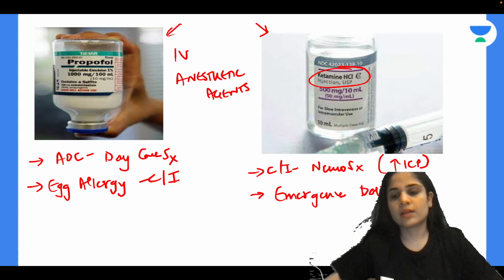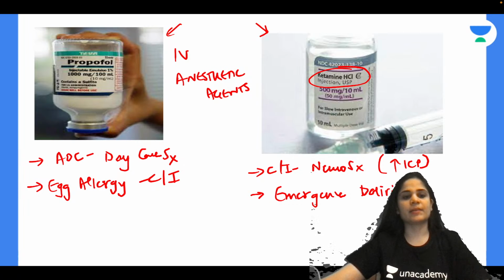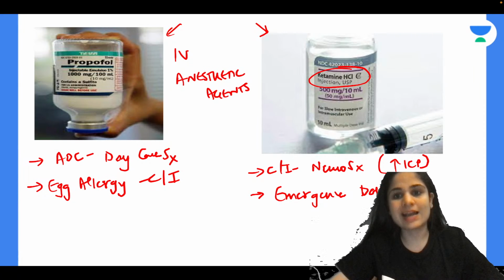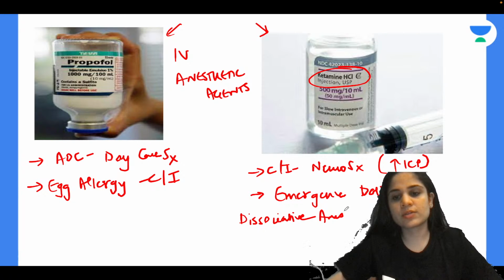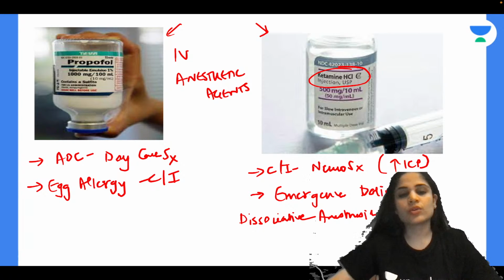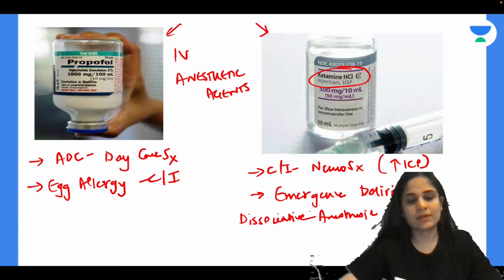Now, there is another thing that is seen with ketamine, and that is hallucinations and dissociative anesthesia. Please remember this term, it's very, very important in regards to ketamine, dissociative anesthesia. So dissociative anesthesia means there is an out of body experience, and that is also seen with ketamine.